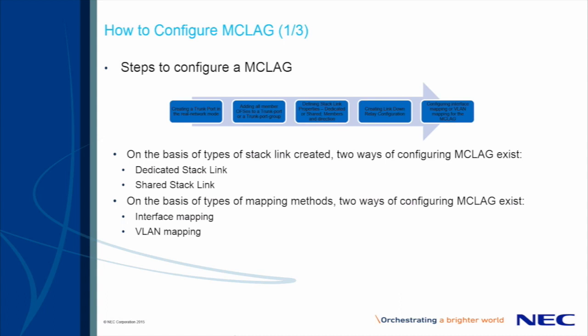The demo and the upcoming example shall use shared stack links, which allow for a single set of stack links for any amount of MC-lag interfaces terminating on the OpenFlow switches. Next, we shall configure link down relay, which prevents black holing of traffic during various link failure conditions. Finally, we have to configure the mapping technique for the vExternals. In the next series of slides, we shall highlight examples of these various configurations.